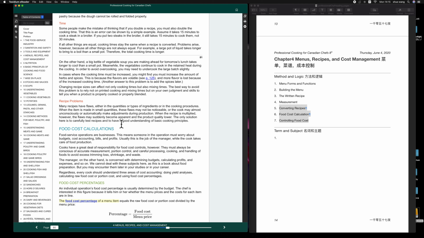Many recipes have flaws either in the quantities or types of ingredients or in the cooking procedures. When the item is made in small quantity, these flaws may not be noticeable, or the cook may almost unconsciously or automatically make judgments during production. When the recipe is multiplied, however, the flaws may suddenly become apparent and the product quality lower. The only solution here is to carefully test recipes and to have a good understanding of basic cooking principles.